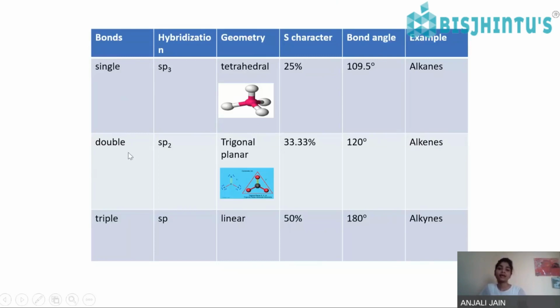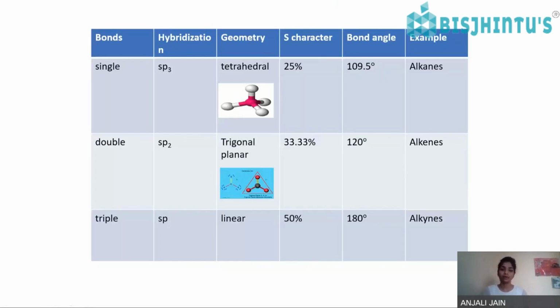In the case of alkenes, the double bond, the sp2 hybridization is there, so the geometry will be trigonal planar. In trigonal planar, each and every angle is 120 degrees, because 120, 240, and 360 make the overall angle. Here, if we talk about the S character, that is 33.33%.